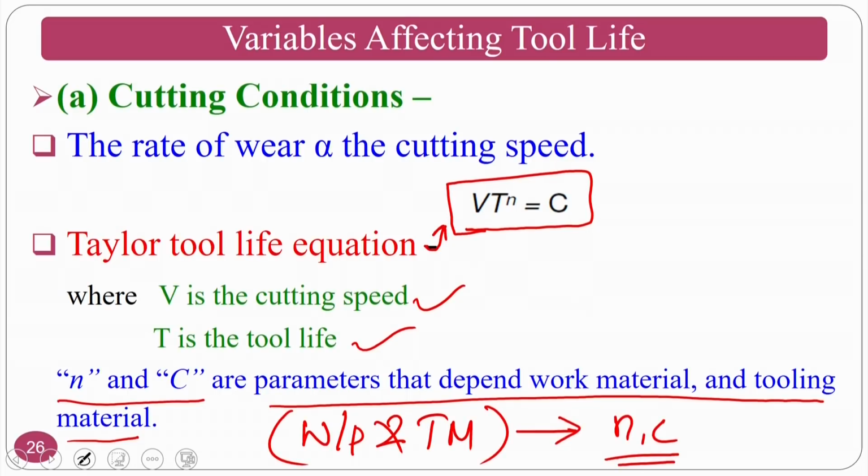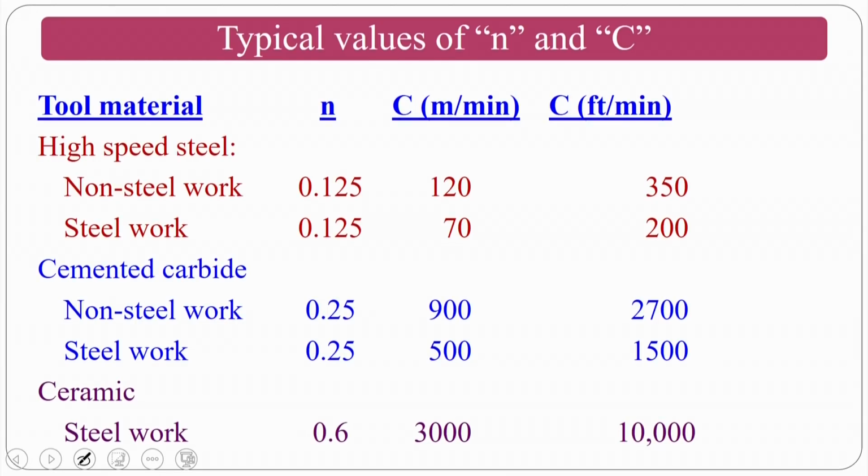That is nothing but the workpiece material and tool material combination. n and C depend, okay, not on either workpiece material or the tool material alone. It will always depend on the combination, whether you are using HSS versus steel, HSS versus cast iron or carbide versus cast iron or mild steel or something. Okay. Normally, the typical values for tool materials: for high speed steel, whenever you want to machine non-steel workpieces, it is n = 0.125, C = 120, in terms of meters per minute. For steel workpieces 0.125 and 70, cemented carbide 0.25, 900, and for ceramics, you can see the values of n and C are gradually increasing with respect to tool materials.